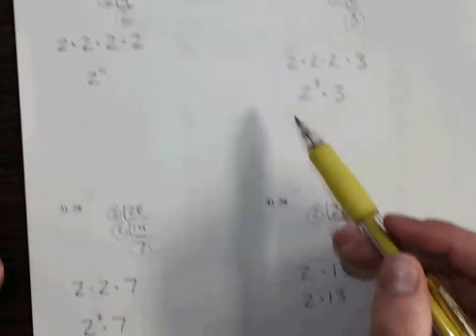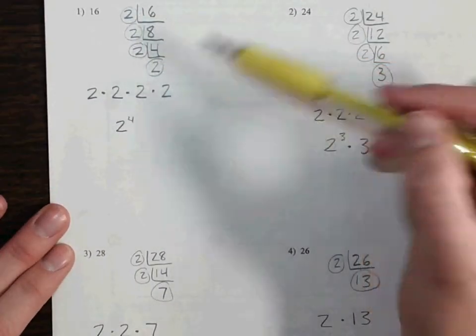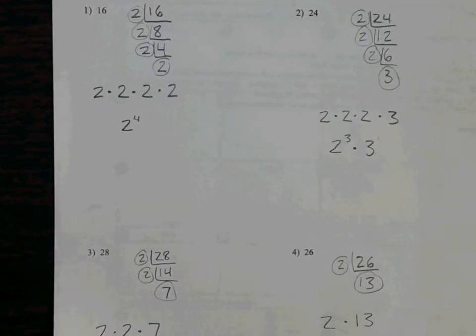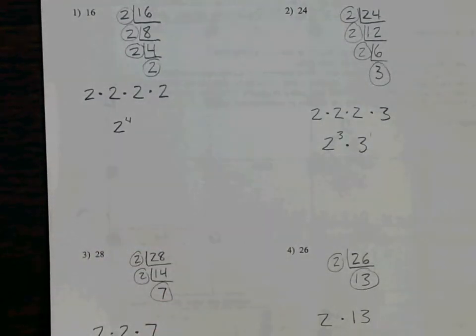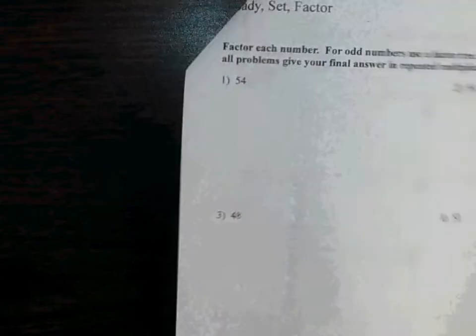People call it upside down birthday cake because it sort of looks like a cake with little tiers as they get higher and higher. So you know how to use a factor tree and upside down division, two different ways to factor into all of the prime numbers that a number will have.